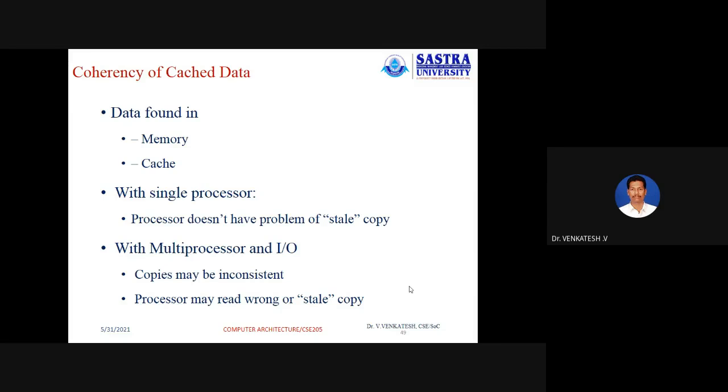So in that case, because the same memory is going to be shared in different processor cores' local caches, at that time a stale copy will occur. But if you are going to use a single processor, there won't be a problem with the stale copy. Whereas in the case of multiprocessor and I/O, some copies may be inconsistent. So that is the issue. The processor may read the wrong data, or otherwise it is going to have the stale copy. That problem you all know is called cache coherency.